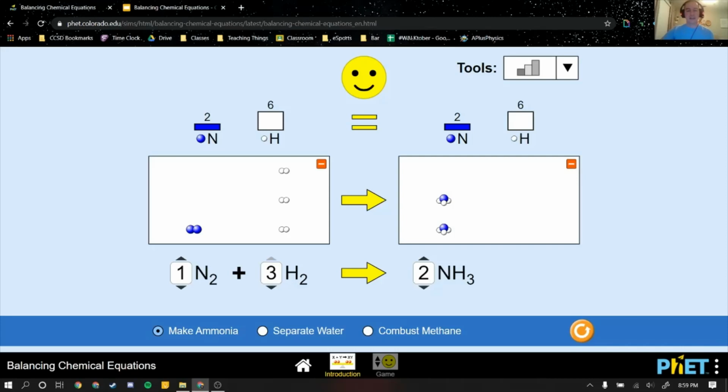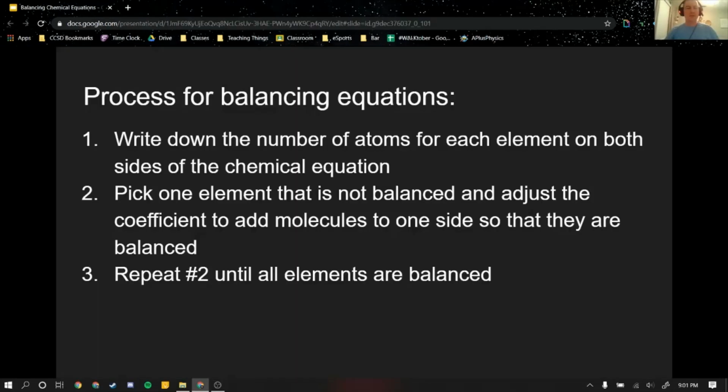So what would this look like if I didn't have this handy dandy tool here? If I'm just doing this on paper or for a test, how am I going to be expected to balance these equations? So here's our process for balancing our chemical equations. We're going to write down the number of atoms for each element on both sides of the chemical equation, first and foremost, and then we're going to pick one element that is not balanced and adjust the coefficient to add molecules to one side so that they are balanced, just like I just did with that simulation. And then we're going to have to repeat that second step literally until all my elements are balanced.